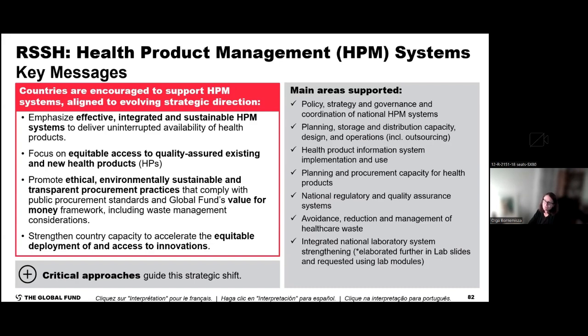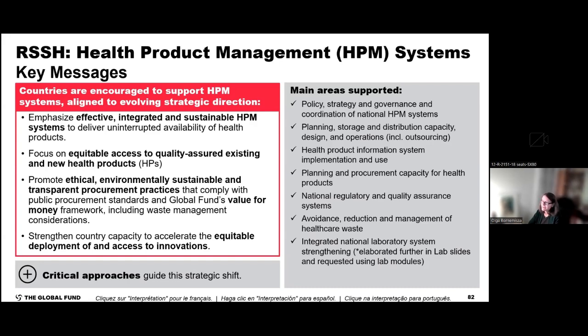We really want to focus on ensuring equitable access to quality assured existing and new health products. And we want to make sure this is done in an ethical, environmentally sustainable way, using transparent procurement practices that comply with public procurement standards and value for money. And finally, we would like to strengthen country capacity to accelerate the equitable deployment of and access to the innovations.